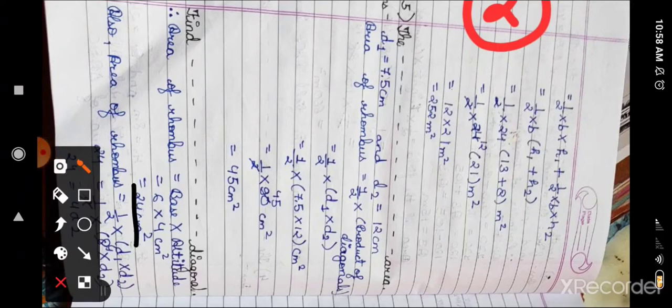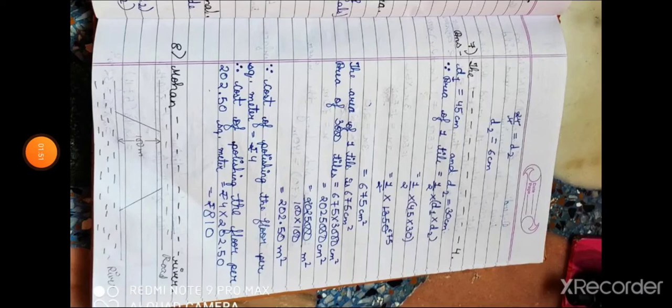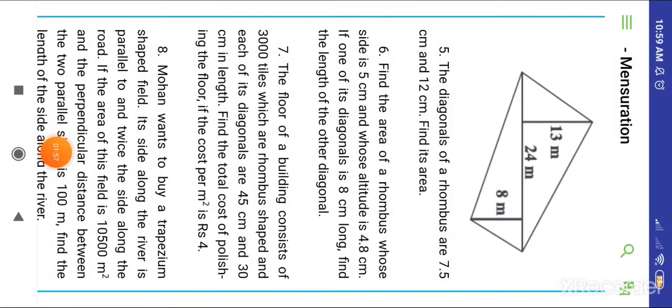And we all know that the area of a rhombus is half multiplied by d1 multiplied by d2. And it is given in the question that one of the diagonals of the rhombus is 8 centimeter. So after substituting the value, we can easily calculate the value of diagonal second. So it is 6 centimeter. Now move to the next question.